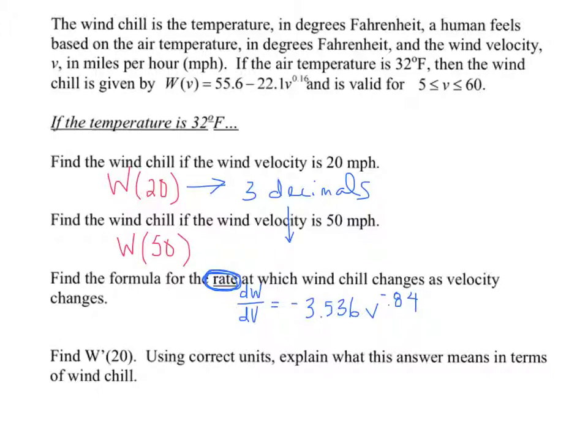Next, it says find W prime of 20. Well, of course, this just means we're going to plug 20 in right here for v. And after we've done that, we get our answer.